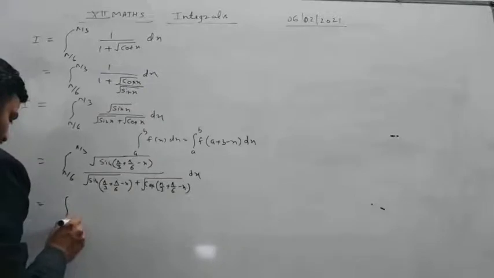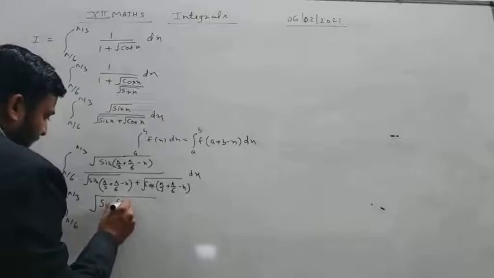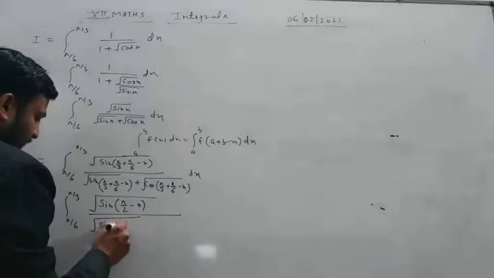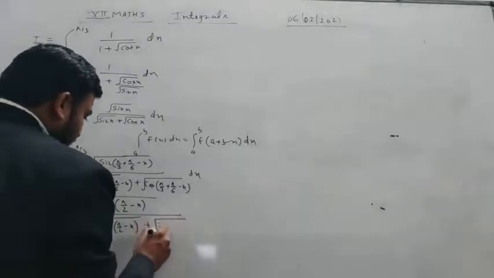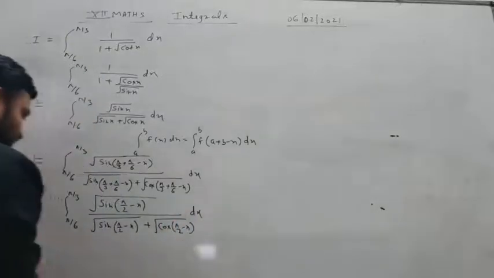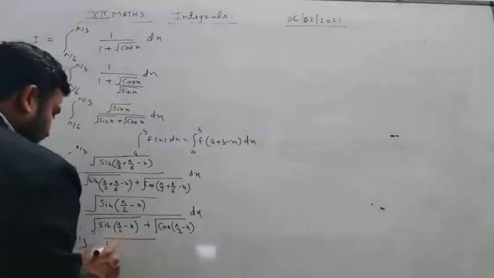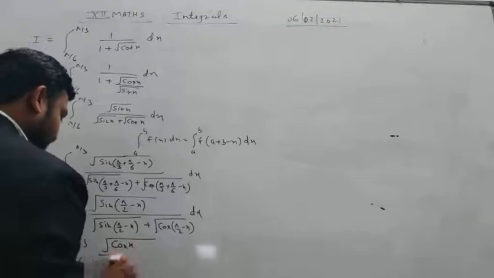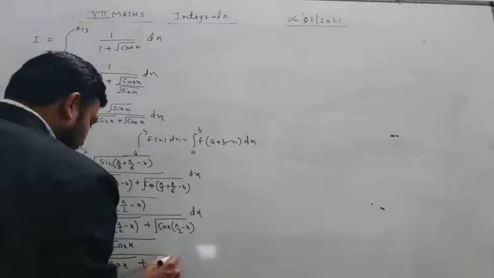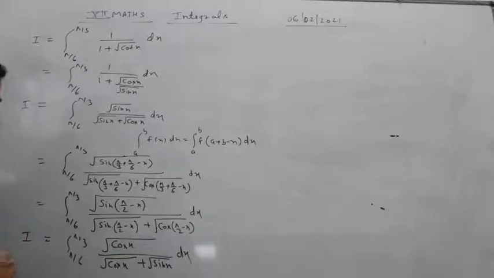So students, from pi by 6 to pi by 3, root sin of pi by 2 minus x by root sin of pi by 2 minus x plus root cos of pi by 2 minus x dx. Okay, students, so this we can write: sin of 90 minus theta is cos theta, and cos of 90 minus theta is sin theta. Okay, students, so this is our I.